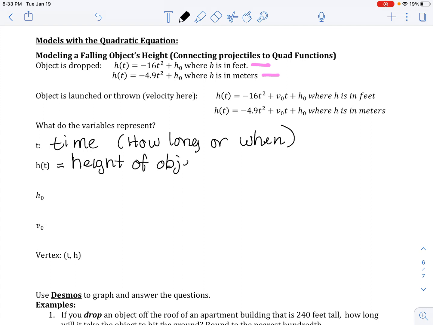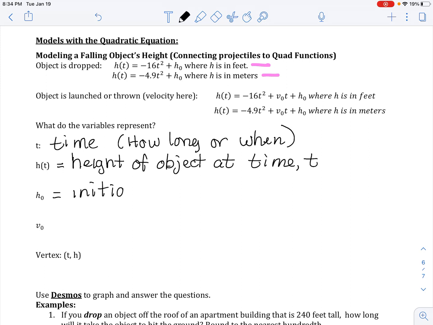So h of t is the height of the object at time t. So h of t is the height, because the height changes. Because when you drop something, it's going to be at its highest point, maybe, and then it just falls to the ground, and it's going to be at different heights as it falls. Or maybe you launch something, and it goes up into the air, and then it falls back down. It's going to be at different heights at different times.